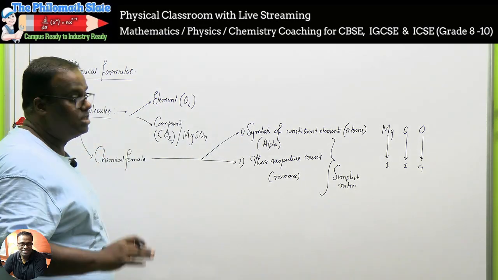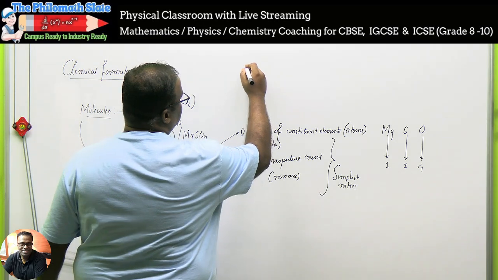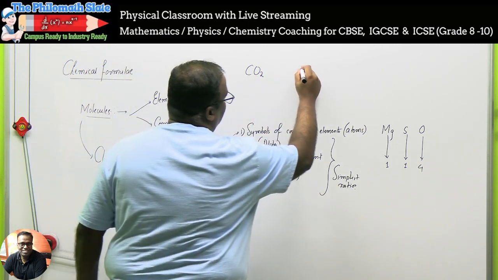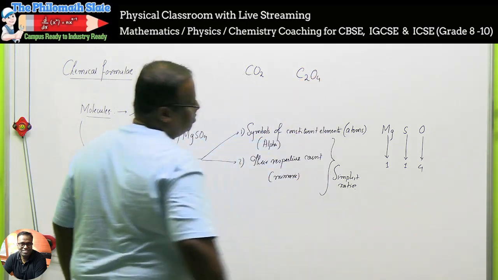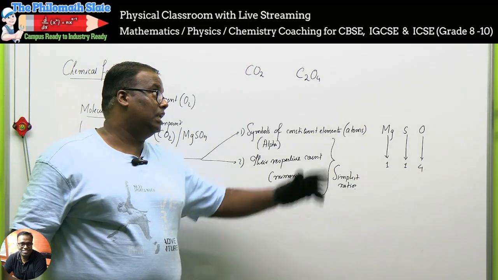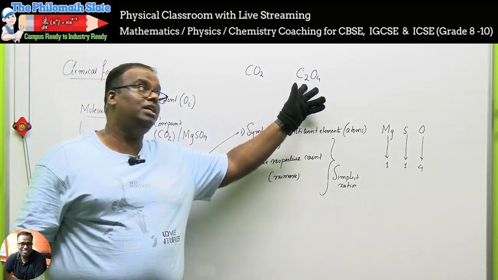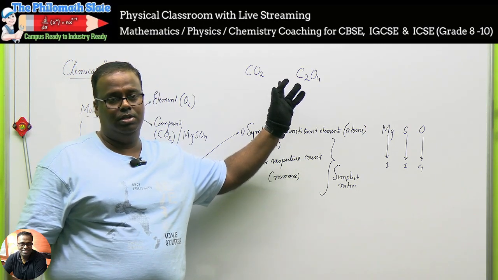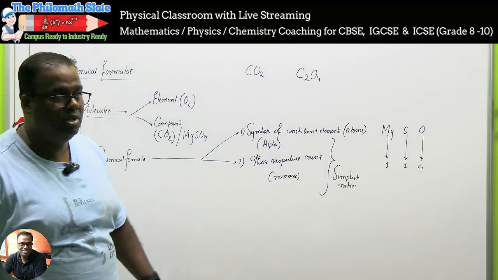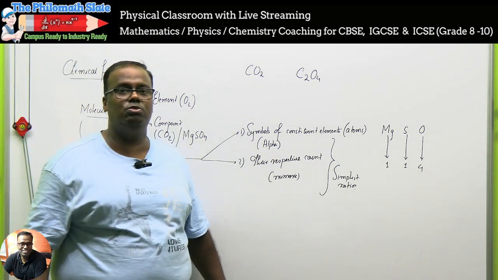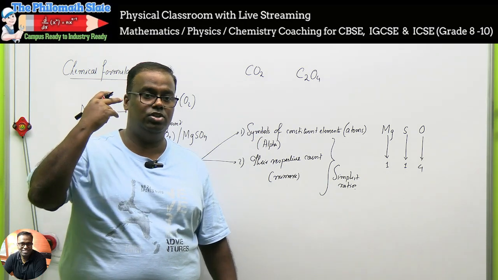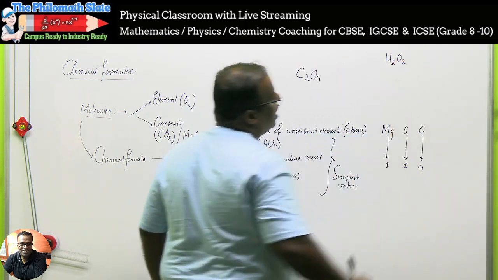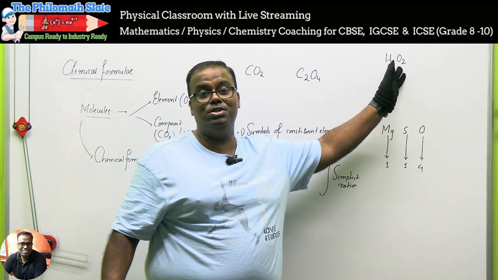Just understand, for example, there is a compound called carbon dioxide. We will never write it as C2O4. Unless there is a bonding difference, the way the bonding is happening, we will not write C2O4. Now the contradiction comes. When you have an ear infection, there's a liquid that is poured in your ear called hydrogen peroxide. Hydrogen peroxide's formula is H2O2. Now you may ask me, sir, why did they not bring it into simplest terms?